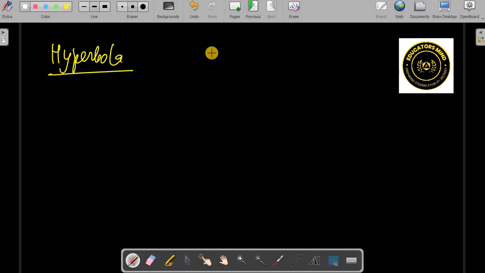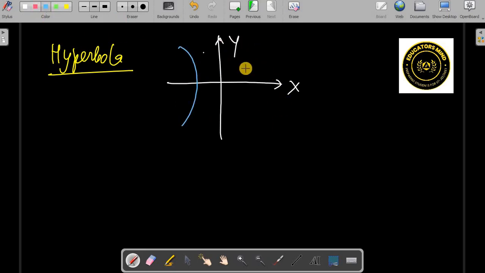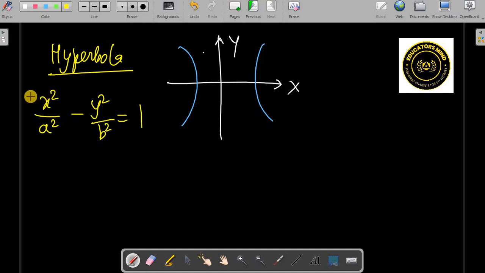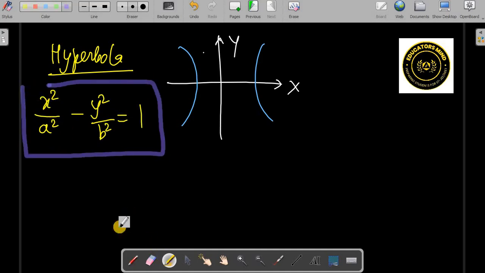Hyperbola, if you consider it, will look like this on the x-axis and y-axis. The equation is x squared by a squared minus y squared by b squared is equal to 1. We will not go into much detail in that, but one thing you can know is the rectangular hyperbola.